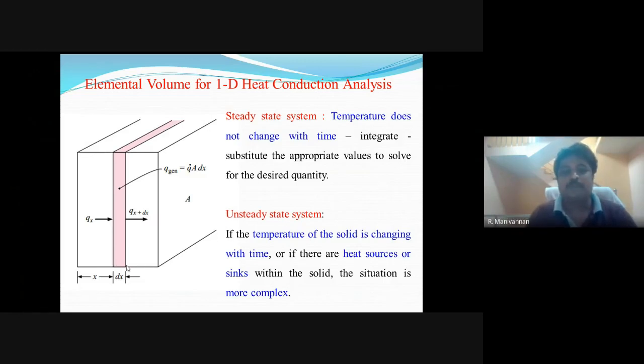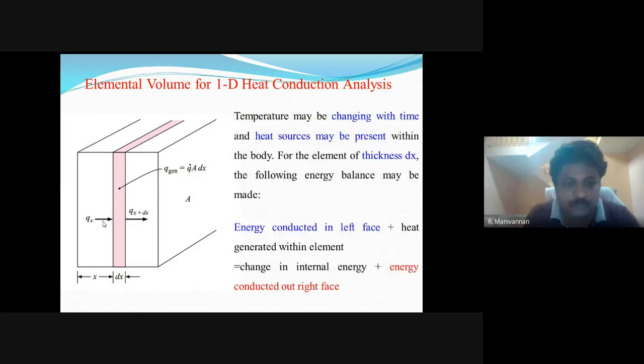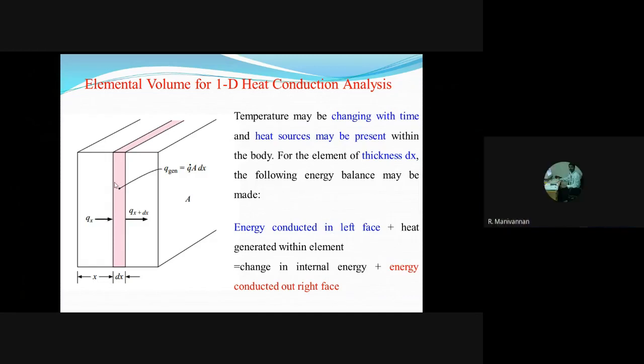Now we are going to go for the derivation, and here we want to write the energy balance for this pink region. Let us consider this direction as x. The direction of heat flow is given here. The rate of energy conducted in at the left face is given by q suffix x, and the rate of energy conducted out at the right face is given by q suffix x plus dx.